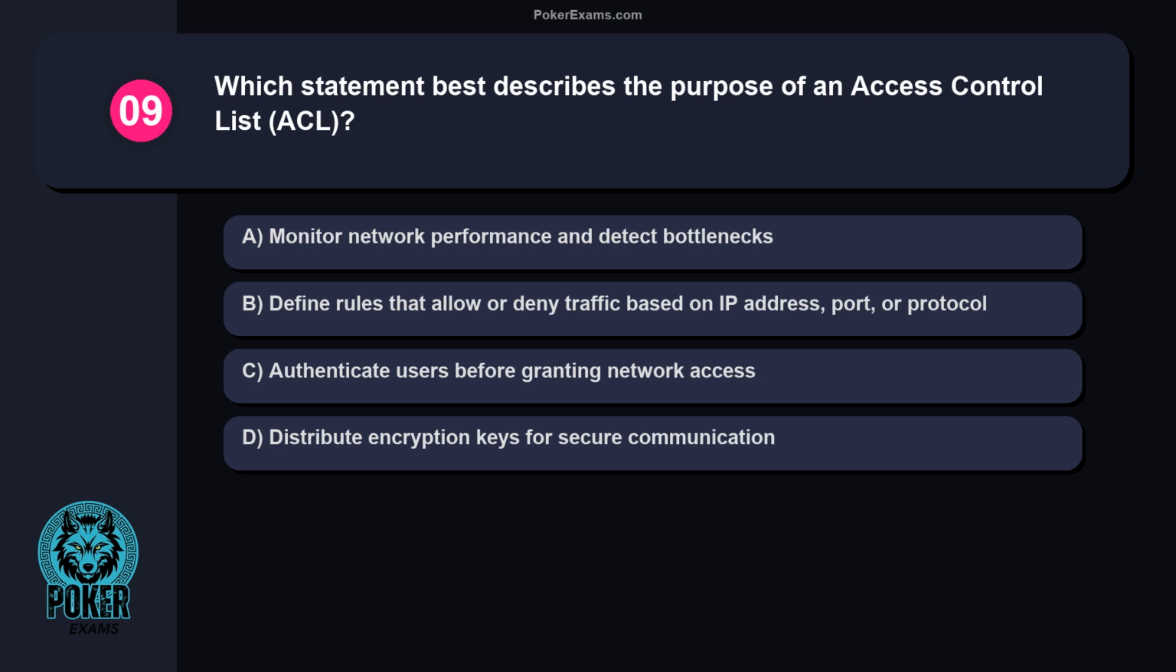Question 9. Which statement best describes the purpose of an access control list, ACL? Monitor network performance and detect bottlenecks. Define rules that allow or deny traffic based on IP address, port, or protocol. Authenticate users before granting network access. Distribute encryption keys for secure communication.